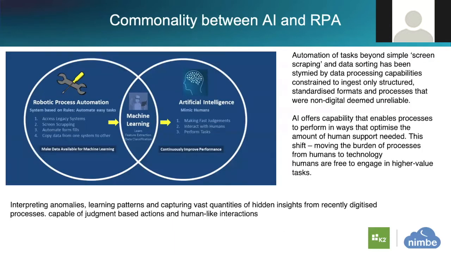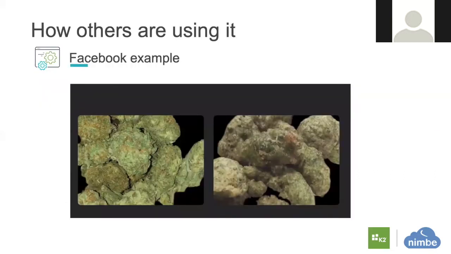So there's perhaps a picture which better represents what I said just now, which is machine learning kind of fits in the middle of both of these technologies, and it complements them. And then you have these different use cases, which you can then, depending on what your requirements are, decide which one is the best one to take. So how others are using it: here is an example from Facebook.